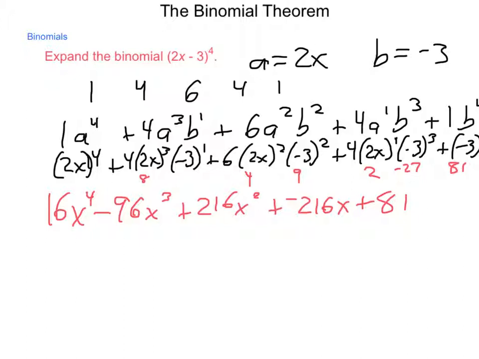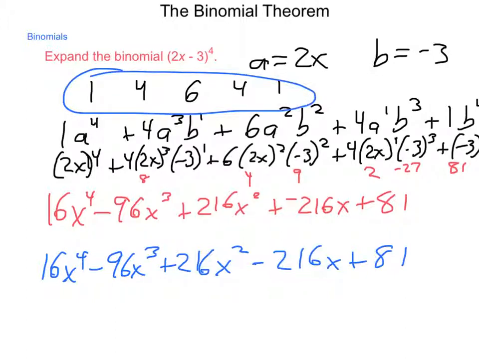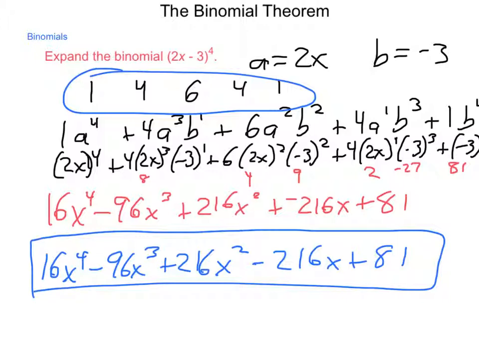Now rewriting so that our signs are all correct, we have 16x to the 4th minus 96x cubed plus 216x squared minus 216x plus 81. So using the simple patterns found in Pascal's triangle, we can expand a binomial by simply using substitution and following the patterns that exist in the system. So a little bit different way of doing math, but this can greatly speed up how you're able to work with these numbers.